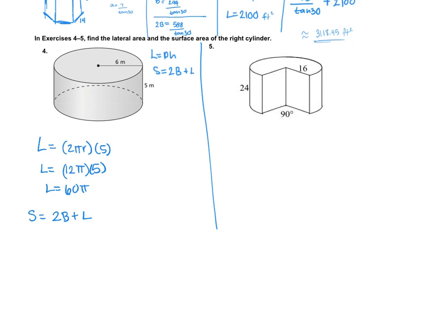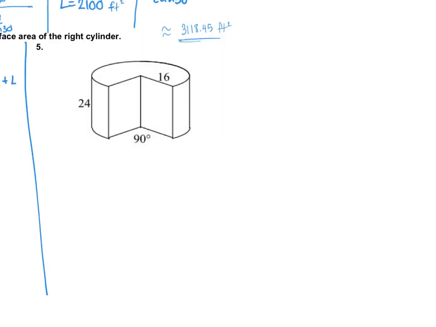Now for my base, it's going to be pi r squared, right? So I'm going to do 2 times pi r squared, which in this case, r is 6, so r squared is 36, so this would be 36 pi. And then plus my lateral area, which I already found, was 60 pi. So then my surface area, if I was to plug this into the calculator, it would end up being 132 pi.